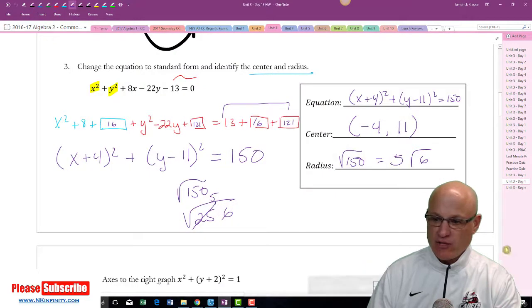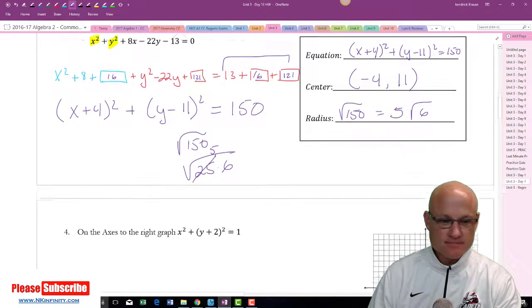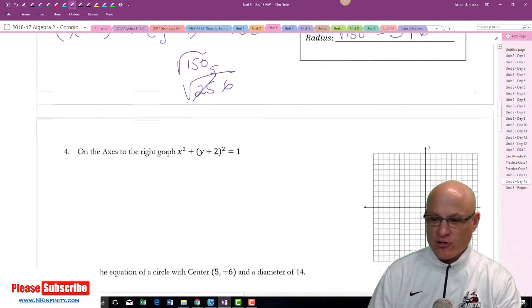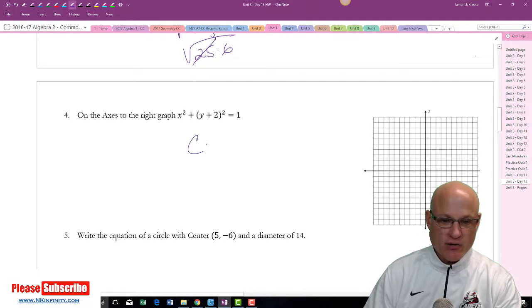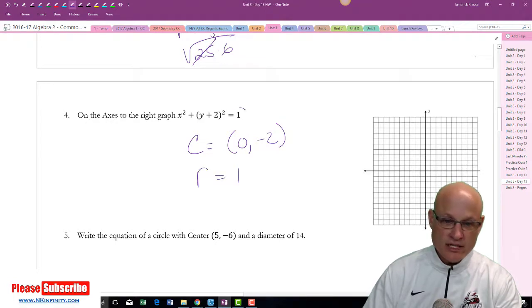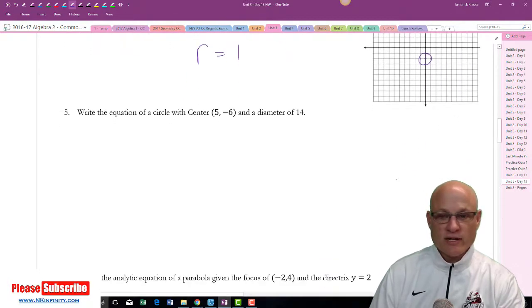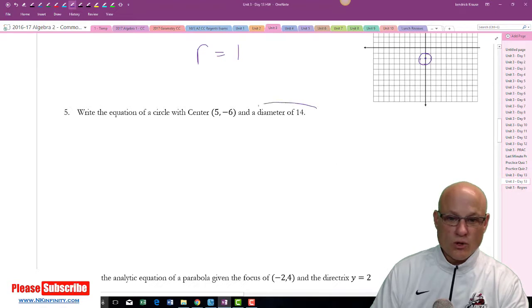All right, let's keep going. What do we got next? Oh, and this one. So before you graph, you really should tell the user, or the grader, my center is 0, negative 2, and my radius is equal to 1. It's really equal to the square root of that. So 0, negative 2, and then 1. That was easy. Right?